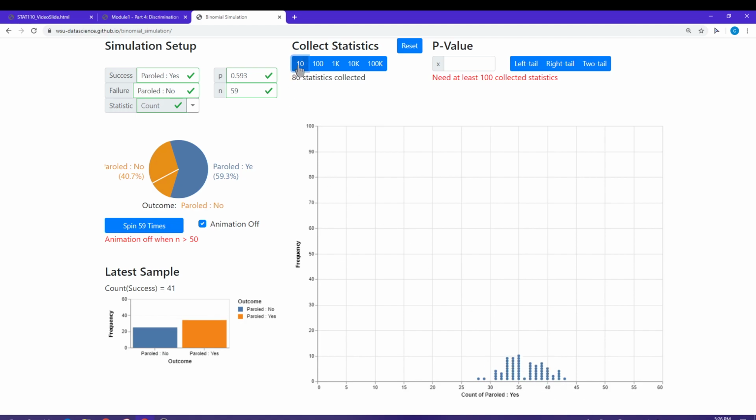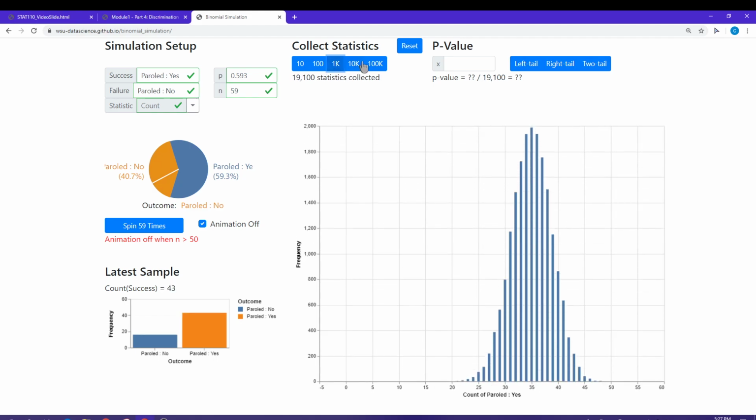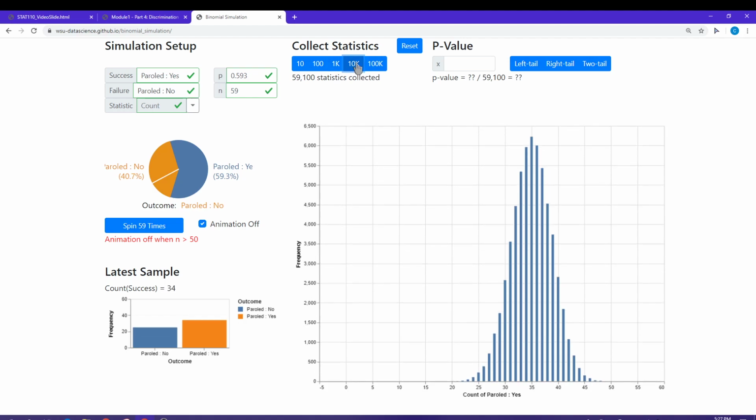If I wanted to get up to 100, I could just click the 10 button, and now I have 100 values collected. So this pyramid, or this reference distribution that I'm getting from the simulation app, now has 100 dots on it. I can use the 1,000 button and start to get a bunch of them, or I can use the 10,000 button if I wanted. So here now I've collected, I guess, 59,000 statistics.